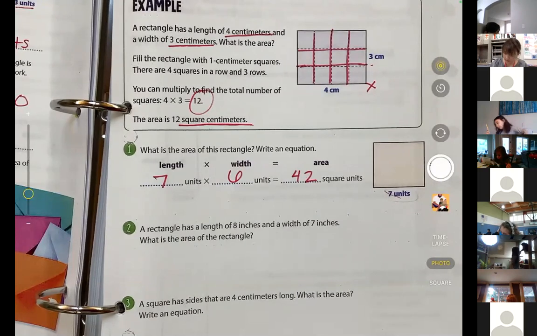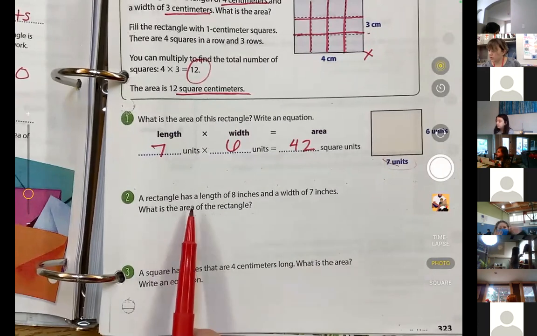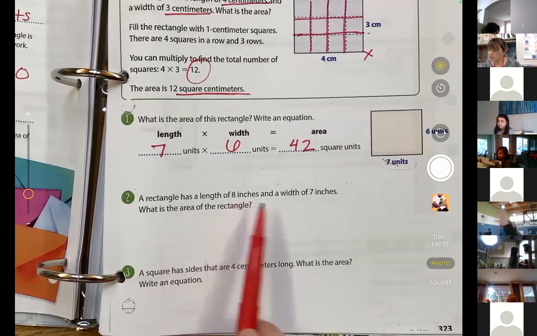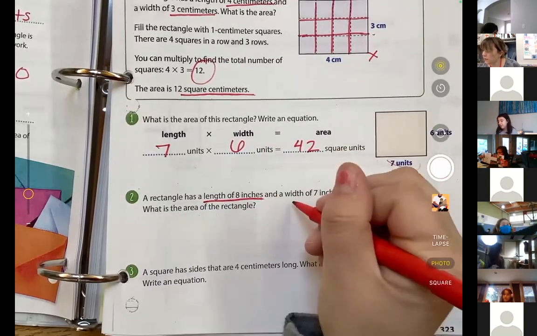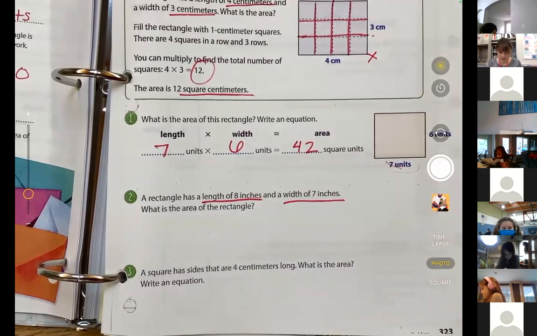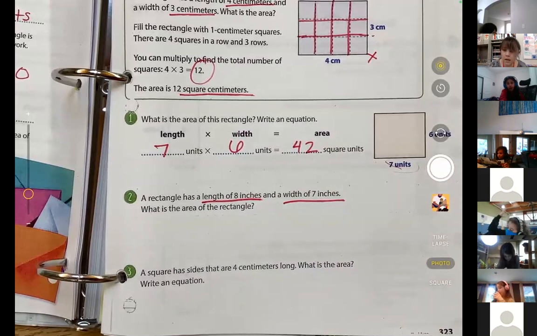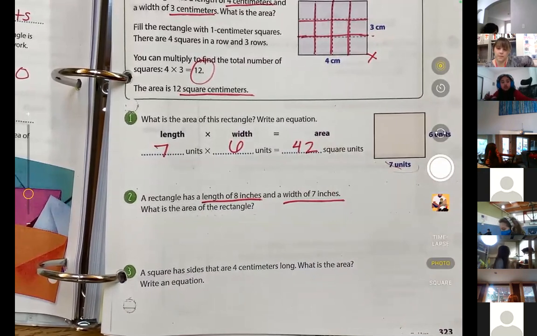All right, let's see. Number 2 says a rectangle has a length of 8 inches and a width of 7 inches. Here we go. A length of 8, a width of 7. What is the area? Helping me out with that one's going to be Daniela. All right, Daniela, what's our equation going to be? Yep. Are you there, Daniela?